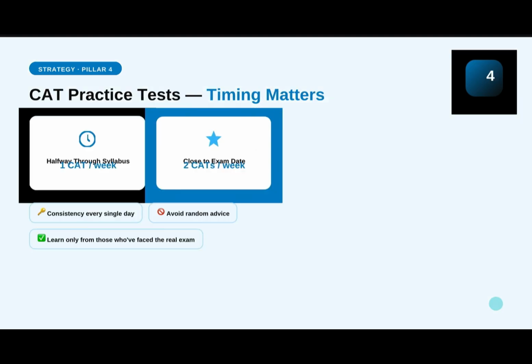Now let's talk about your CAT. So your computer adaptive test strategy, like you are going to sit in the CAT pattern, so you need to know what a CAT is. For that, start taking a CAT once you have completed at least half of your syllabus or more than half. Just try to solve one CAT per week. After that, when you come closer to your exam date, increase it to two times a week, and it definitely works. So you better understand the exam pattern, and whenever you sit in the exam, you will never feel something new is happening to you. So this is how your strategy works.